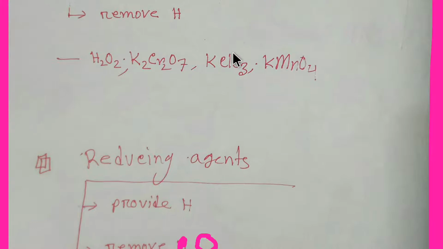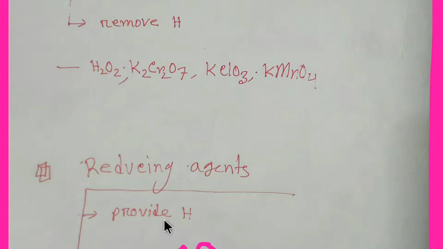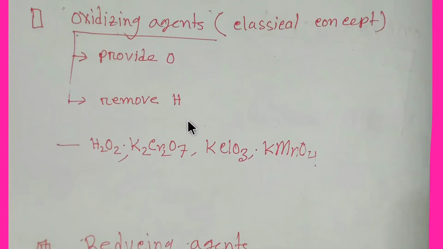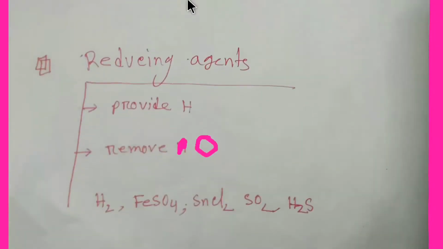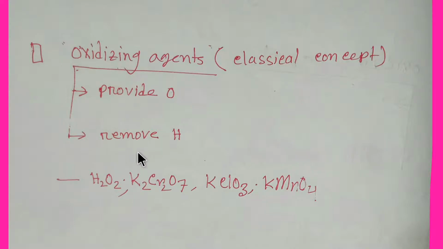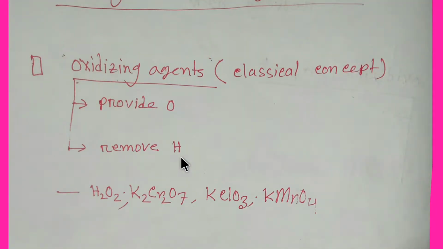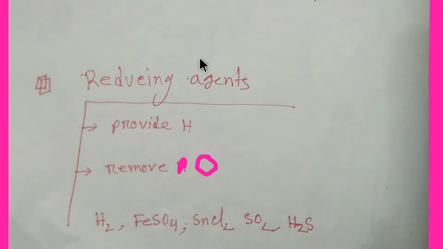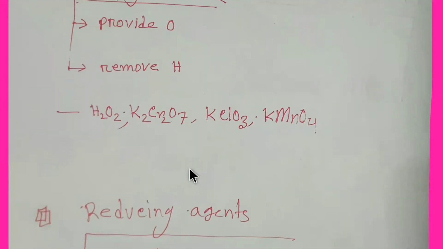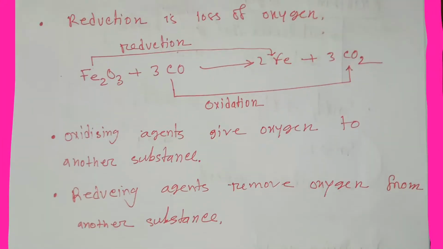Compare here, oxidizing agent provides oxygen and reducing agent provides hydrogen. Oxidizing agent removes hydrogen and reducing agent removes oxygen. That is, provide oxygen, provide hydrogen, remove hydrogen, remove oxygen. So these are the comparisons between reducing agent and oxidizing agent, right? Keep patience, you will learn better.